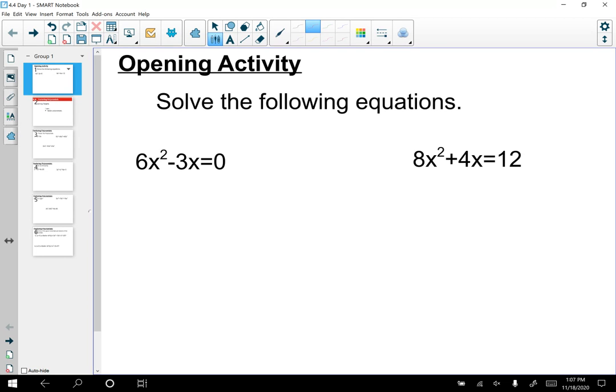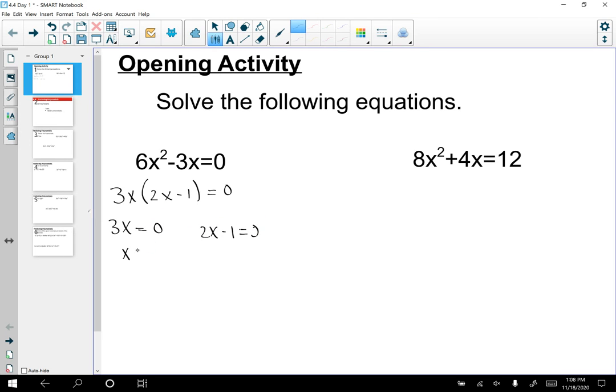quadratic equations real quick. So if we look at the first one, we see we can factor out a 3 and an x. That's what's in common in both terms. So we can go ahead and factor out a 3x. So if I pull a 3x, that first term turns into a 2x, and then we're simply left with minus 1, and that's equal to 0. So we're going to go ahead and set both of these equal to 0.